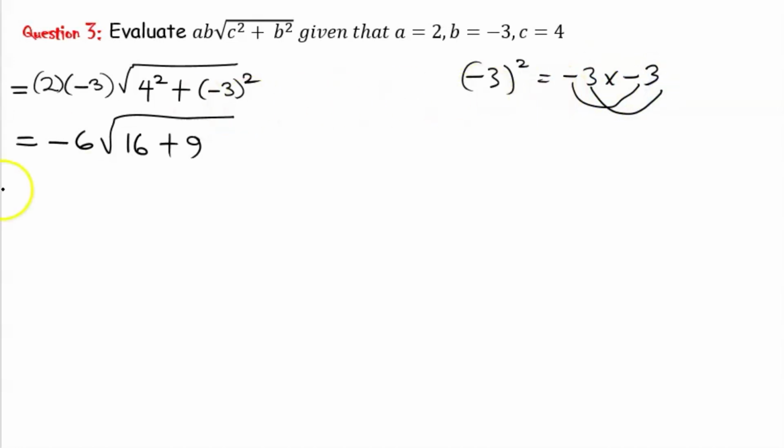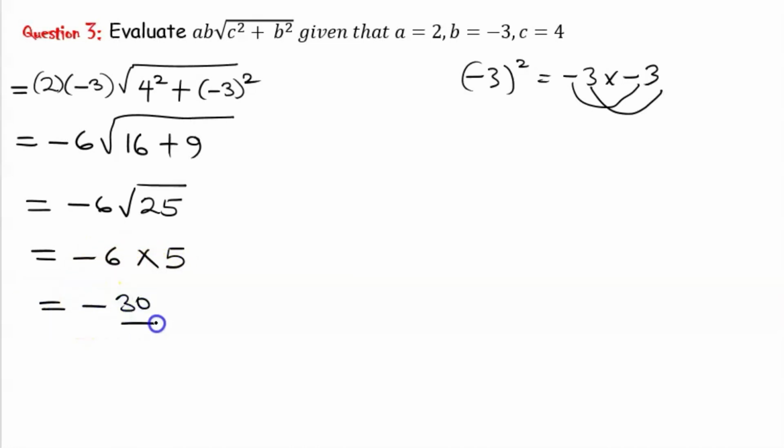All right, so if that is done properly, we are going to have -6 multiplied by the square root of 16 plus 9, which is going to give us 25. Of course, the square root of 25 is 5. We are going to have -6 multiplied by 5, which is -30.